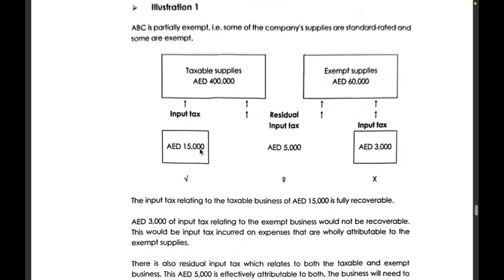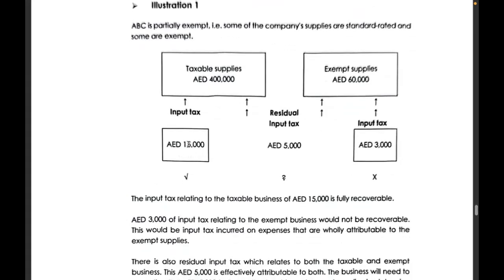Now there is 15,000 dirhams worth of input tax that directly relates to taxable supplies. This will be entirely recoverable. There is 3,000 dirhams worth of input tax that directly relates to exempt supplies that will be entirely blocked. This will have to be expensed out. This is a loss to the company.